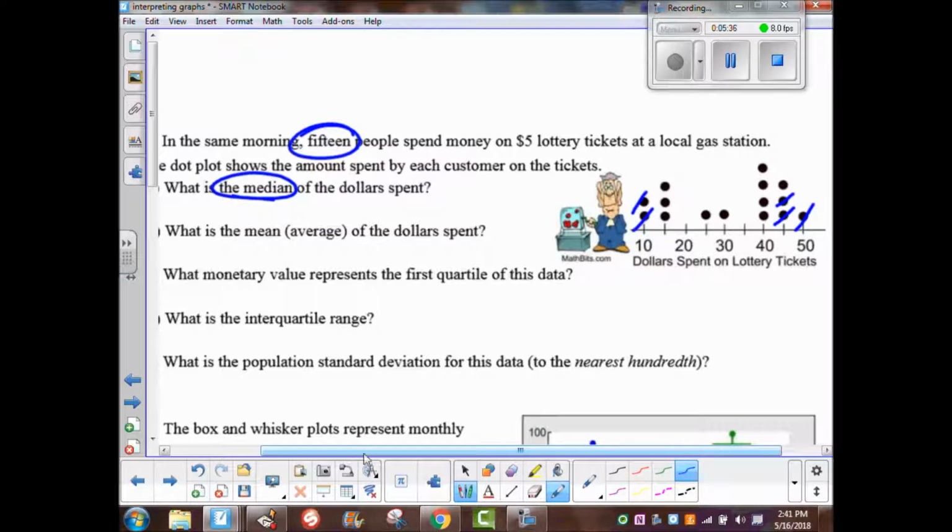Just kind of go through and cross off a high and a low. Did I just confuse myself? 1, 2, 3, 4, 5, 6. 3, 4, 5, 6, 7. There we go, 7, 7. We are at 40. So that's our median. The mean or the average dollars spent. I'm not going to take time to do that, but to find the mean, we're going to add and then divide by 15. So get that sum and divide by 15, and we're going to get 31.